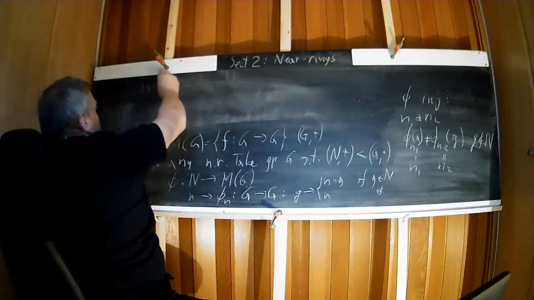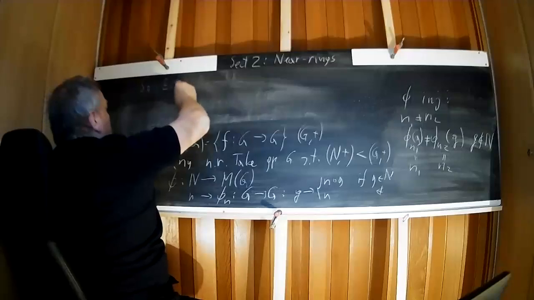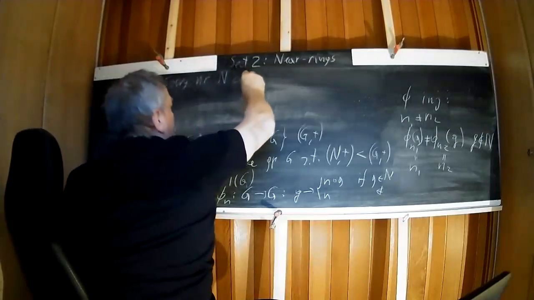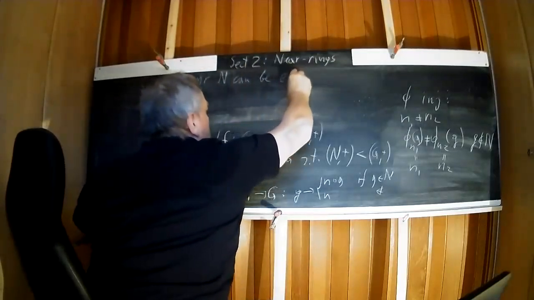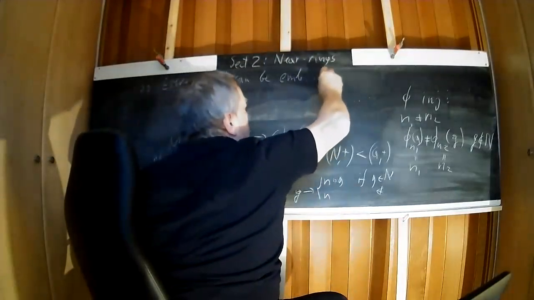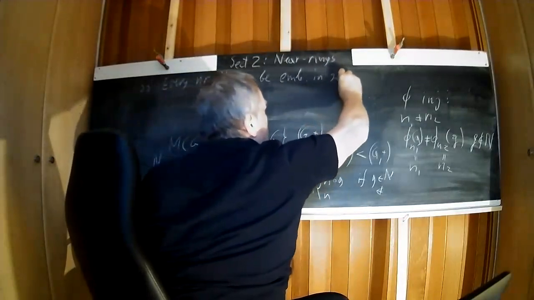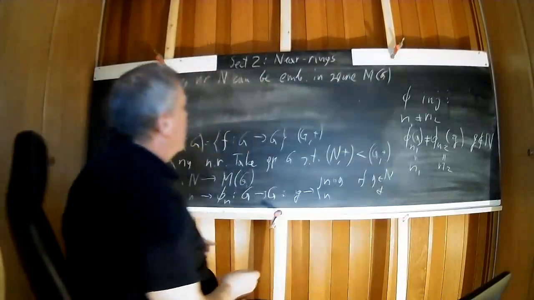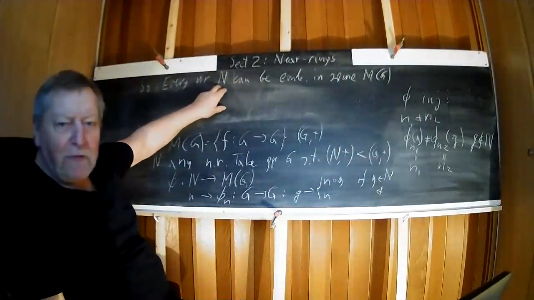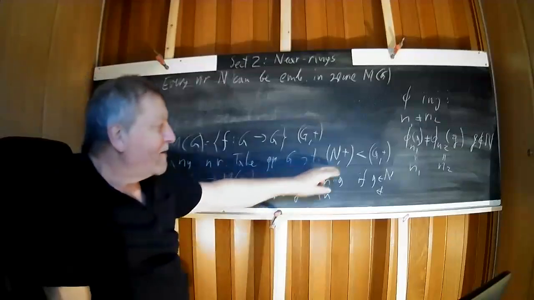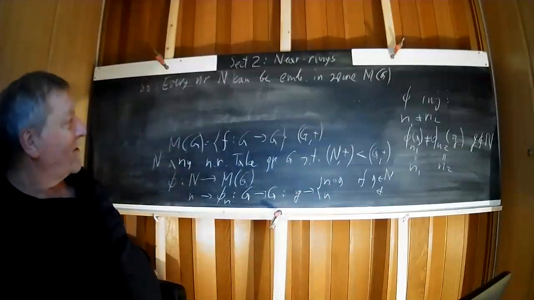so every nearing N can be embedded into, or in some M of G. In this sense that for every nearing N, we can find a group G. Actually, we can choose among plenty of them, so that N can be embedded into this.